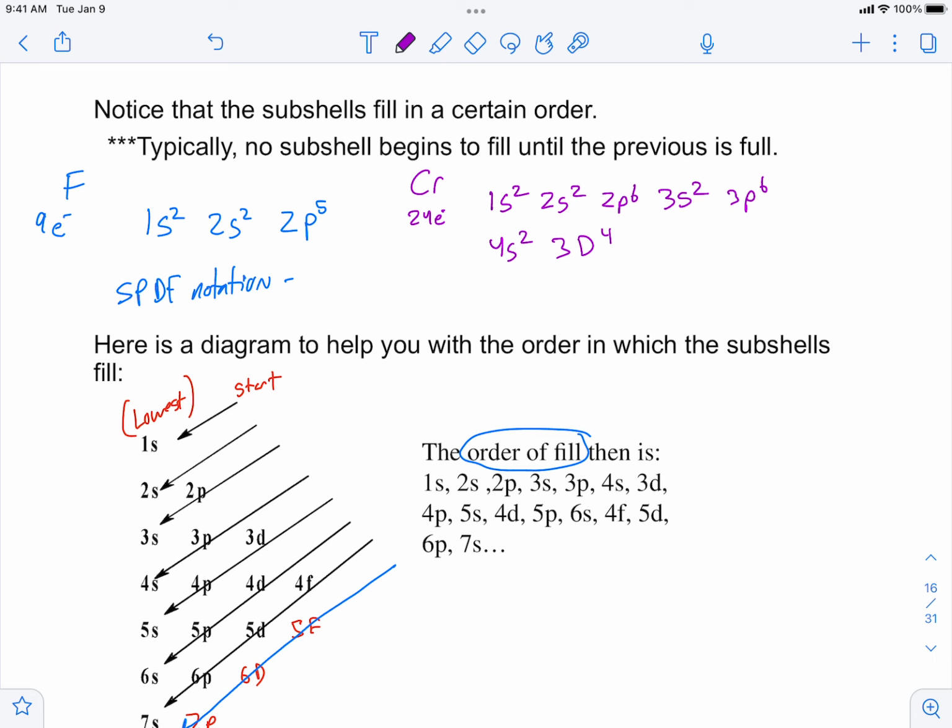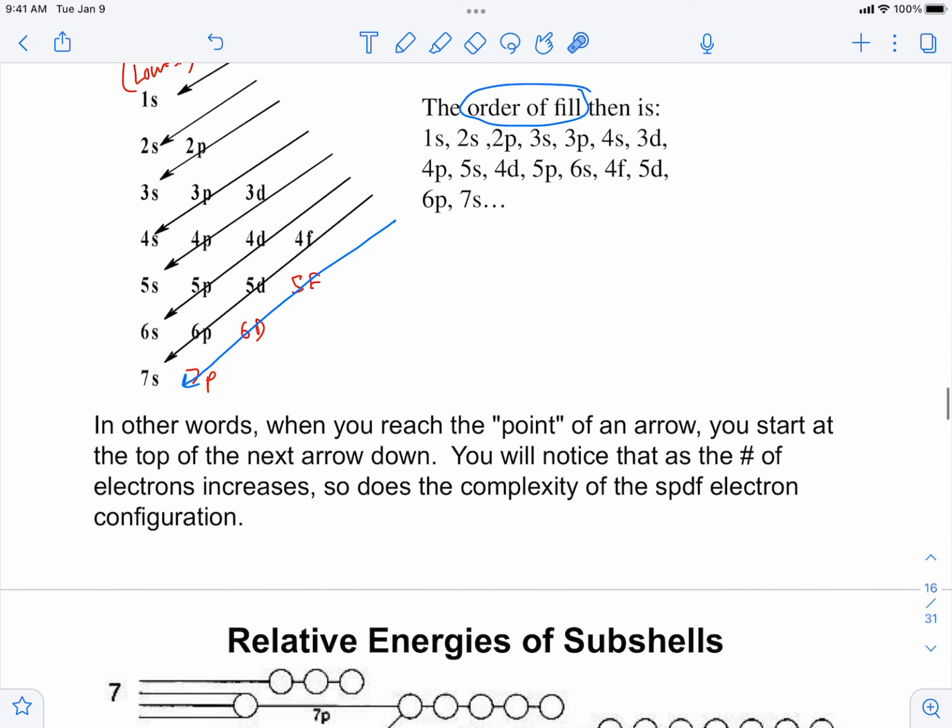Yeah, like it almost seems like it went out of order there for a little bit. It went from 3p to 4s, but then went back to 3d. This is one of the reasons why we need an order of fill, because there are some weird hiccups in the pattern. If these hiccups didn't happen, this would be very easy. You wouldn't need a diagram. You would just know to go in numerical order. But because there are these weird inconsistencies, that's why we need the pattern. The reason why is because of this.